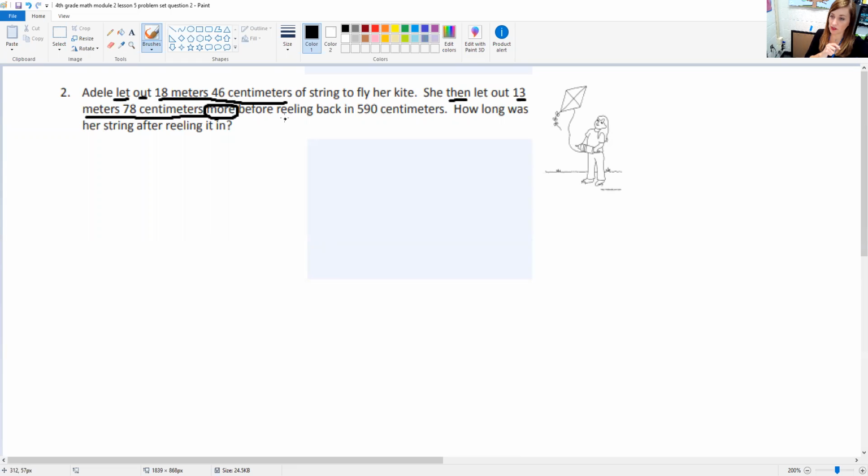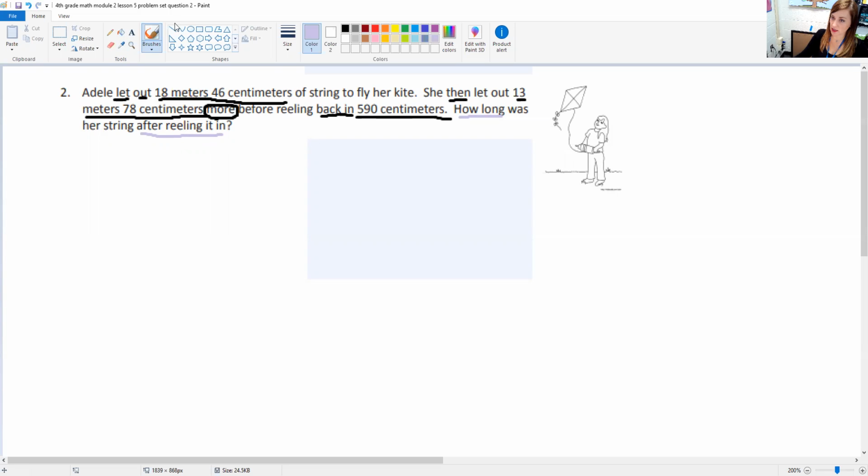So that tells you that we're doing what kind of problem? Addition there. And it says before reeling back in. So now we're going backwards. If you imagine winding up your kite string, 590 centimeters. So then we have to figure out the question part. How long? So we need to know how long, which is all these measurements, right? Was her string after she reels it back in?